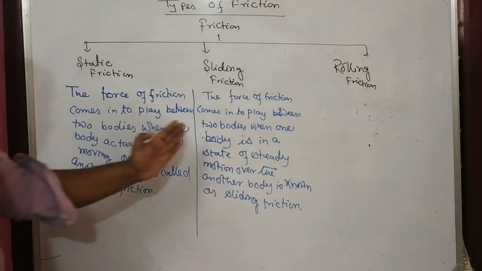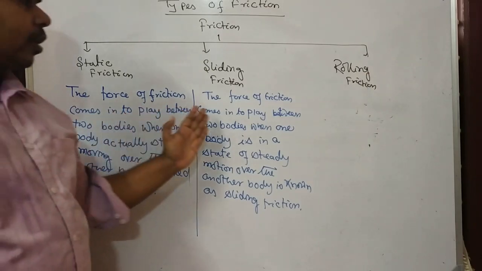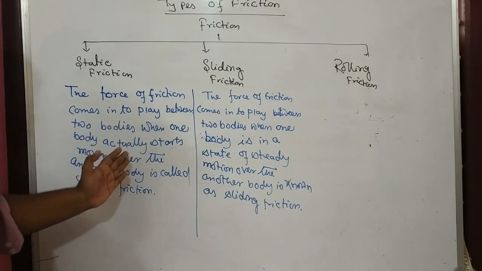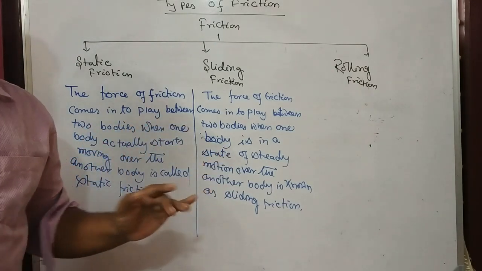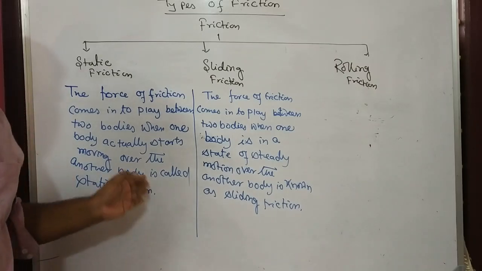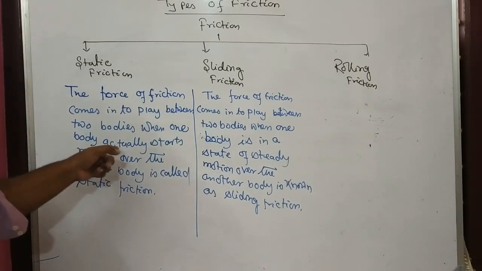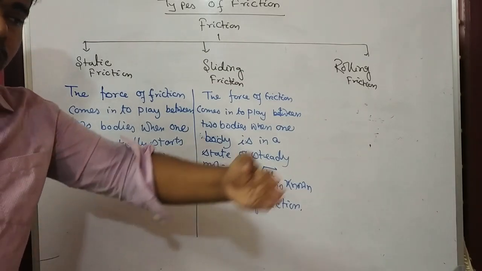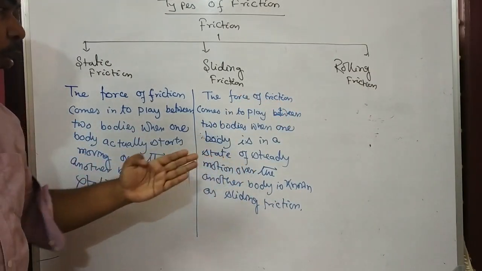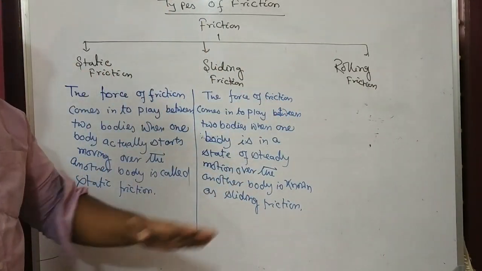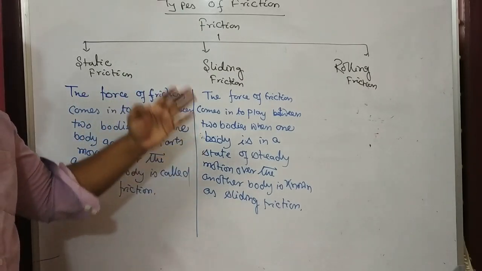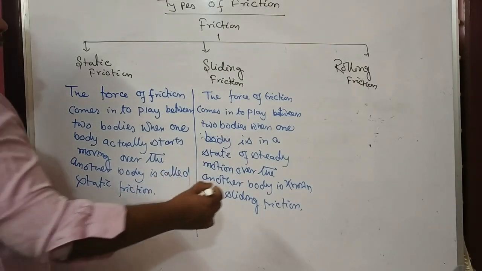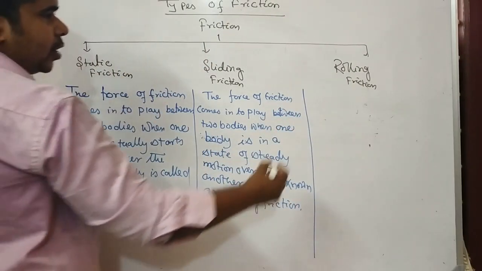By reading these definitions, you might be thinking, sir, these two things are almost the same. No. Here in static friction we are talking about the body that actually starts motion. It is just starting the motion, it is not moving yet. It is just giving a start. Till now it is not moving in a steady way. And here, when a body moves in a steady path, that is known as sliding friction. I'll explain everything, so don't panic. And the last one is very easy.